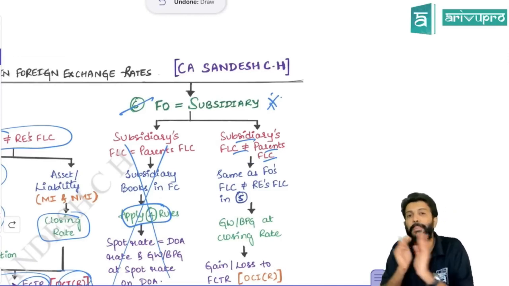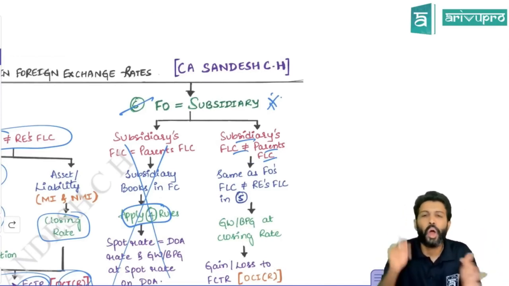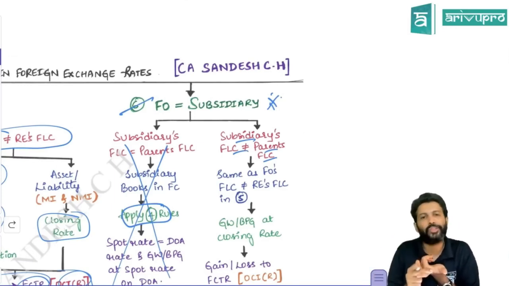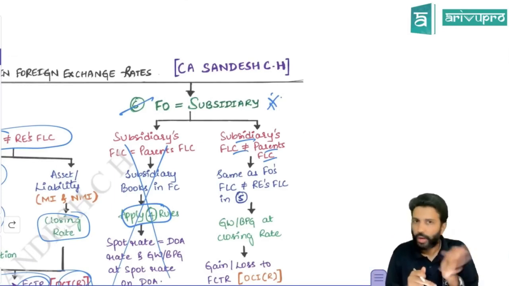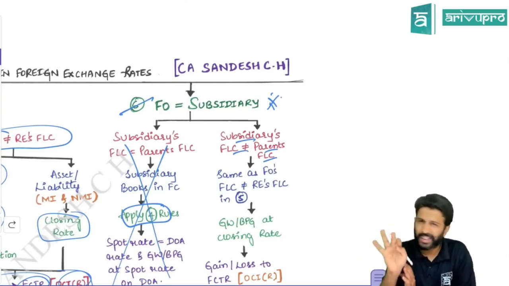If the subsidiary's functional currency and the parent's functional currency are not the same, what do you do? Same thing we discussed. All assets and liabilities you convert at the closing rate. All income and expenses you convert using the average rate. Okay, fair enough, that is one. So you will get some difference. You will park it in FCTR. All that drama is the same.